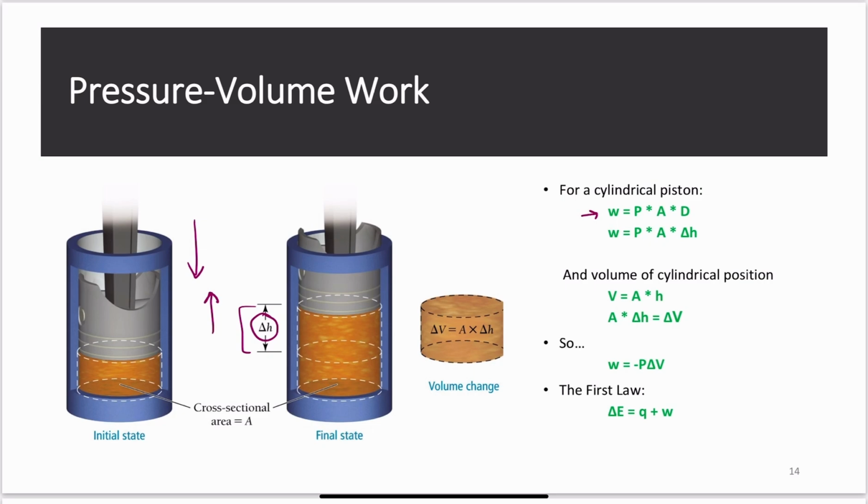If we add volume of the cylindrical piston, the volume would be your area times your height. So change in volume is equal to area times change in height. Now that I know my volume, I can substitute this in. I know that my work will be equal to negative P delta V. How? Well, I know my volume is area times height, and I know my work is pressure times area times change in height. This is equal to my volume. So work is equal to negative P delta V.